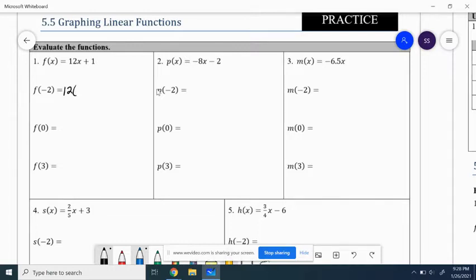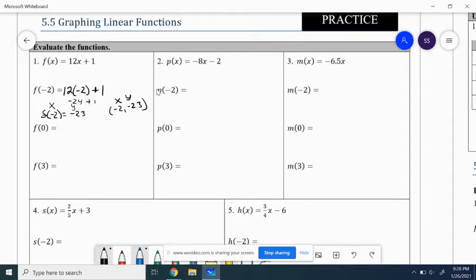So this is going to be 12 times -2 plus 1. And then all you have to do is simplify. What is 12 times -2? That's -24. -24 plus 1 would be -23. So the answer here would be f of -2 is equal to -23. So when x is -2, y is -23. This is the same thing as an ordered pair, an x and a y value. All right, so you're just going to move on from there.